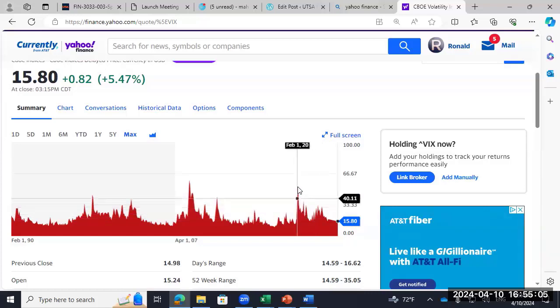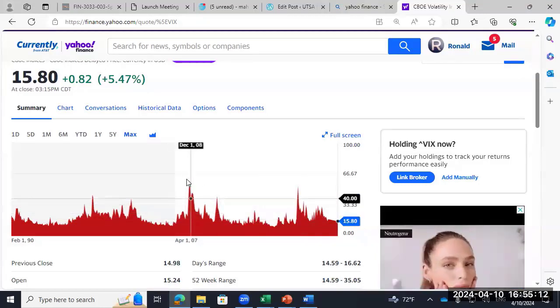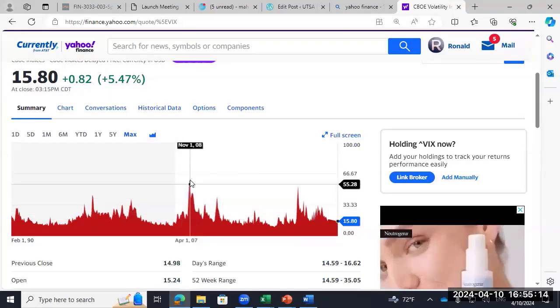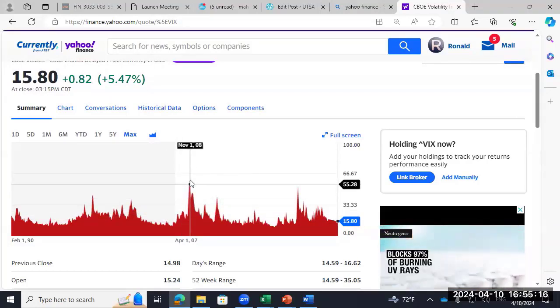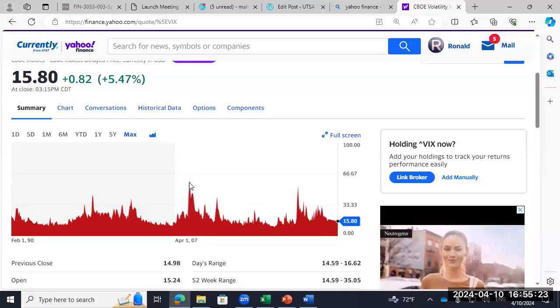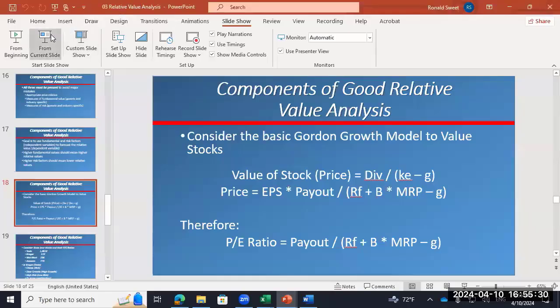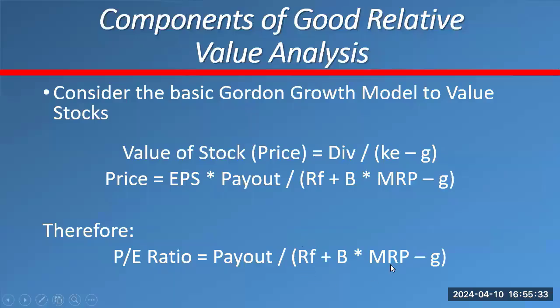Why did it jump up here, do you think? March of 2020. COVID. Why did it jump up here in September 2008? Lehman Brothers crashing, right? So you can see, and what do you think PE ratios did right there? They nosedived, right? So that's the VIX. It's really important to understand that these two relate to all stocks. The beta and growth are specific to the stock you're looking at.